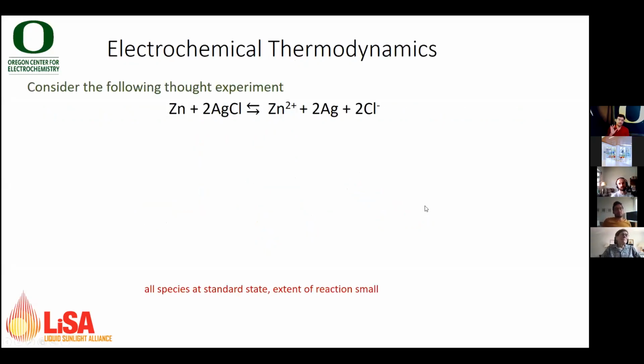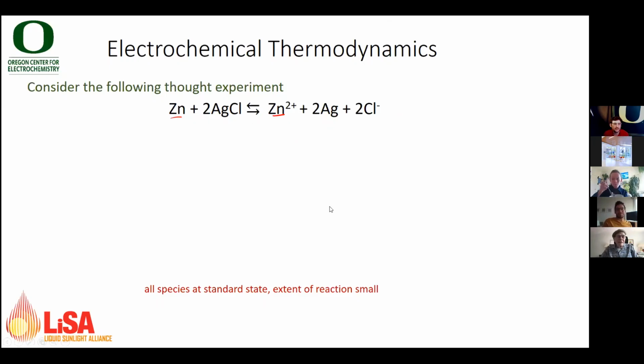So I want to do this. I love this thought experiment, and this is from Bard and Faulkner. Okay, so you can read about this in Bard and Faulkner, which is a wonderful textbook, though it has some challenges in actually learning from it. It's taken me a while to get really comfortable with it. So imagine you're doing this reaction. Okay, so what's getting oxidized? Well, zinc, right? Zinc's getting oxidized. Silver is getting reduced.